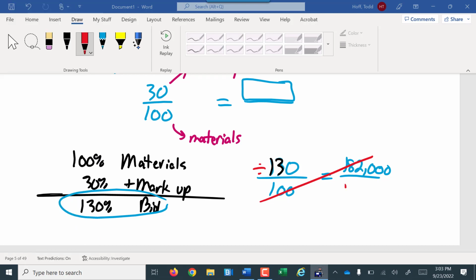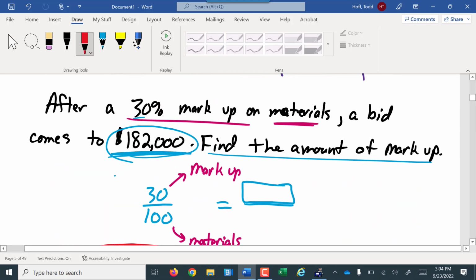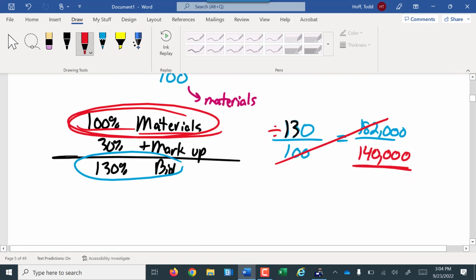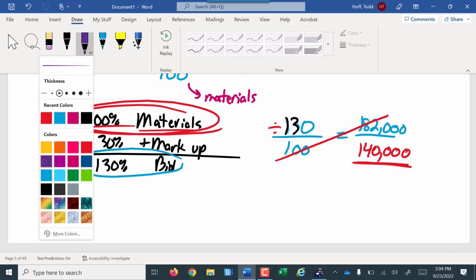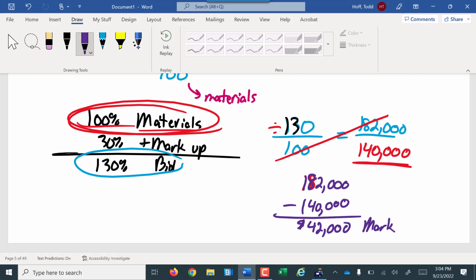Giving us 140,000. What does that 140,000 represent? The 100% was the materials, right? What are we asked to find? The amount of markup. So neither of those numbers represents the amount of markup. How do we get to our answer then? You got it. We have the 182 minus the 140. So 42,000 is the markup.